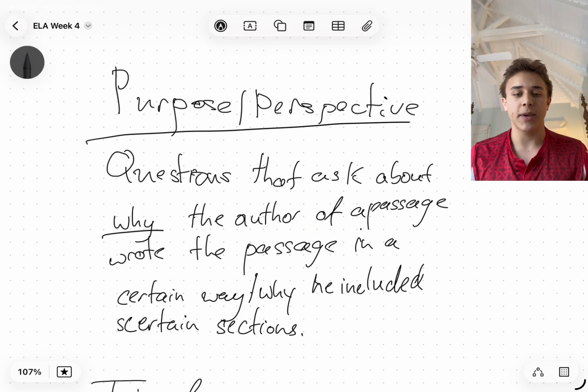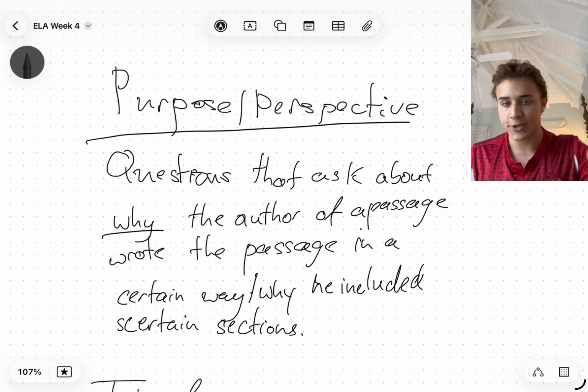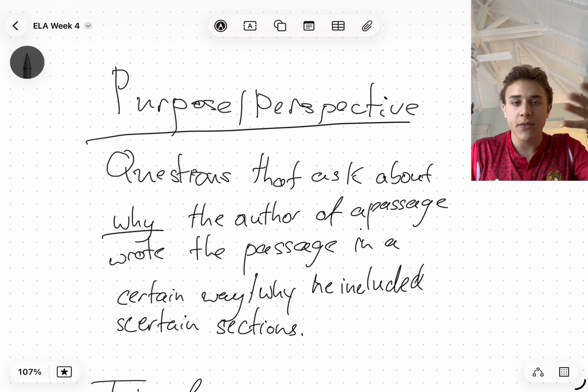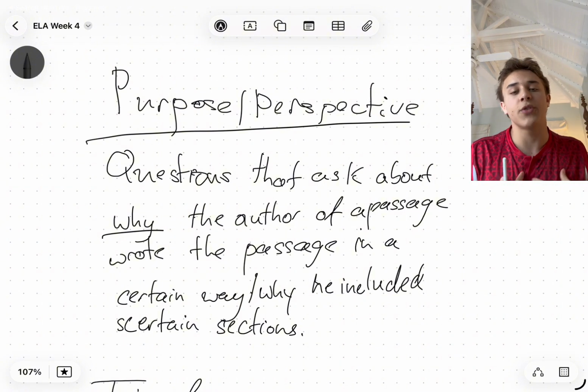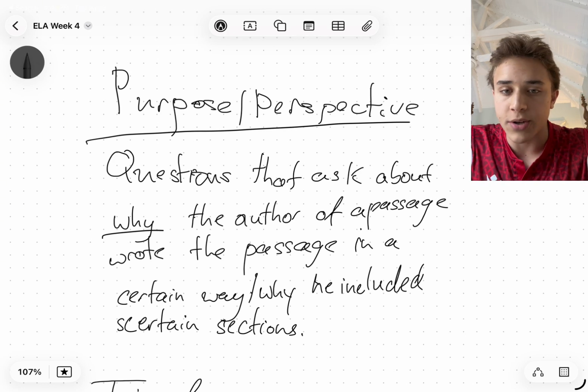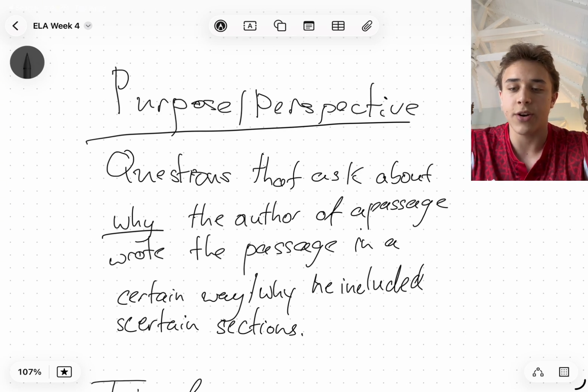This week's English topic is going to be purpose and perspective questions. Basically what that means is you're going to be given some sort of section within a passage, and your job is going to be to figure out the purpose that passage or that section of the passage serves in the development, in the progression even, of the passage in general.